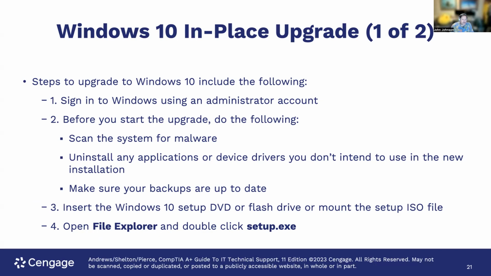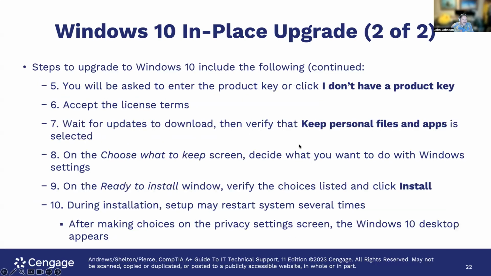Open File Explorer and double-click setup.exe, and that should start the process. You'll be asked to enter the product key, or you can click on I don't have a product key. Then you accept the licensing terms. Then you wait for the updates to download. Then you're going to verify Keep personal files and apps is selected, because you don't want to wipe everything out. Then on the Choose what to keep screen, you decide what you want to do with the Windows settings. Then you're going to get the Ready to install window. You're going to verify the choices that you've got listed, and then you're just going to hit install.